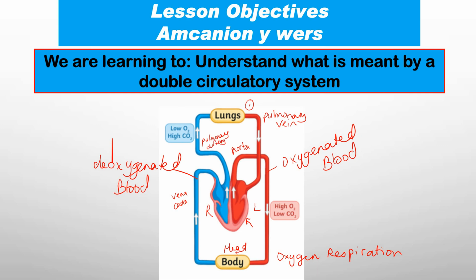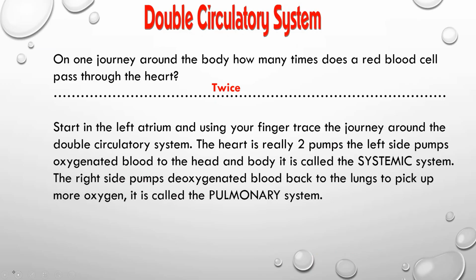Remember, arteries go away from the heart. It has got low oxygen levels but high CO2 at this point, so it's going to go back into the lungs, where it's going to pick up oxygen. So you have one red blood cell making a loop of the heart through here, and then it's going to return back to the heart to go back to the lungs. So on one journey around the body, a single red blood cell would pass through the heart twice, once with oxygen and once without.